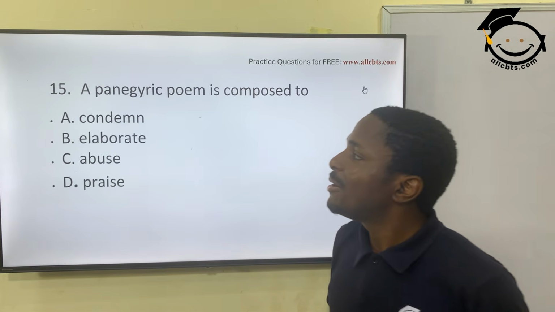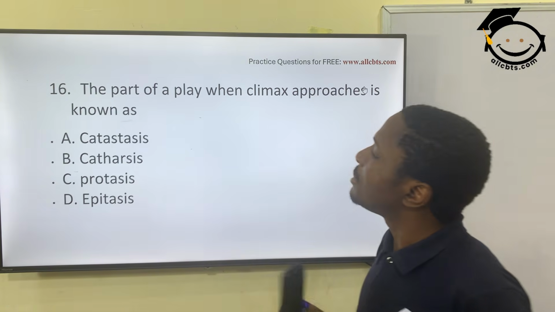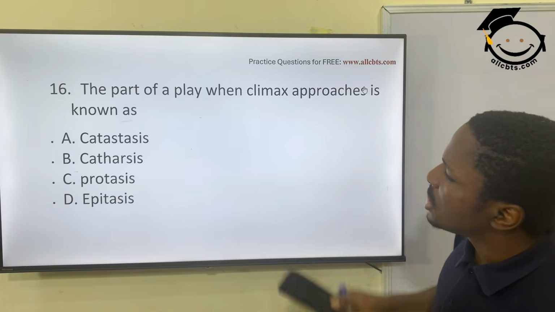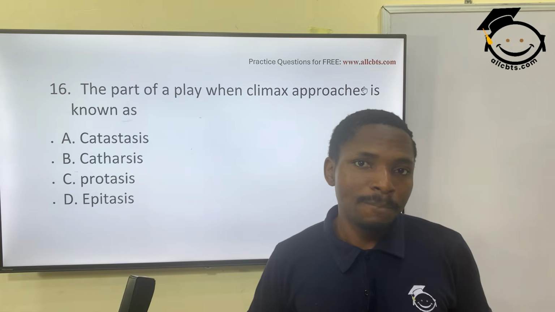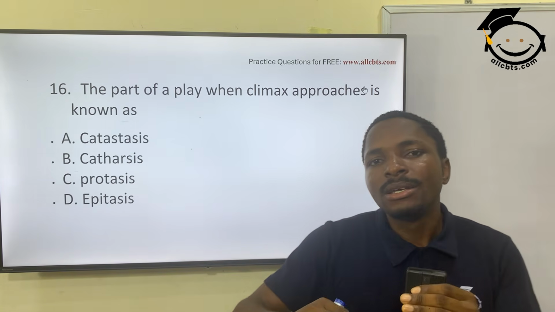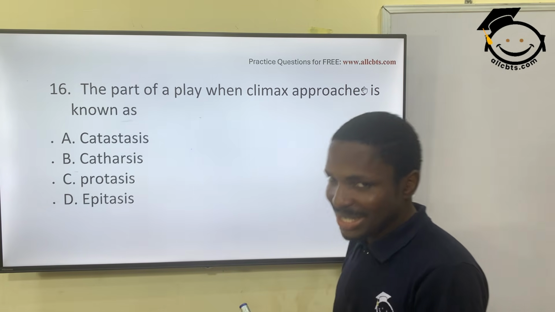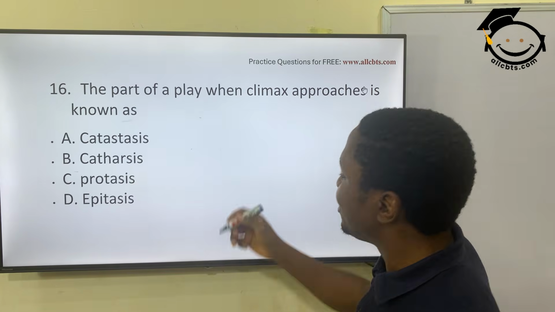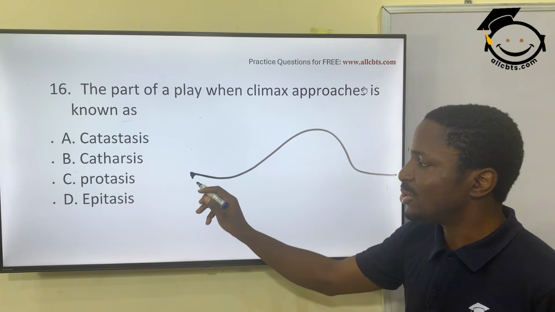Right. Now, next question, 16. The part of a play where climax approaches is known as what? I already explained climax earlier, but there is a part before you get a climax. For example, in physics, your vehicle is moving like this. This is your destination.